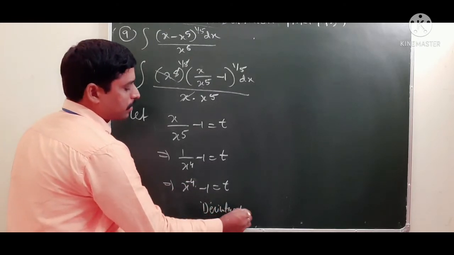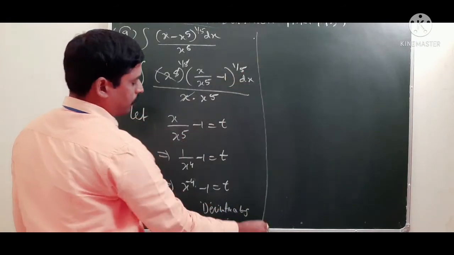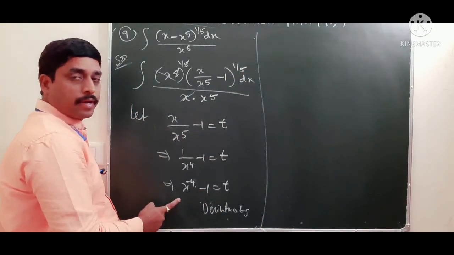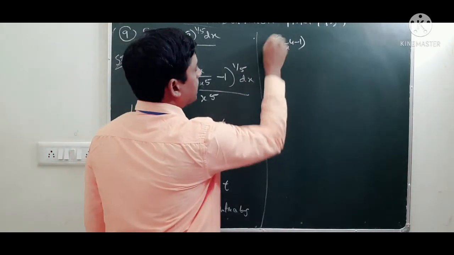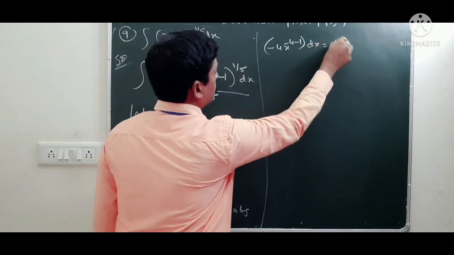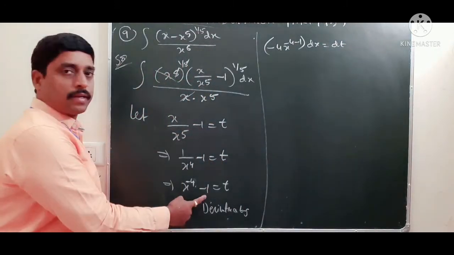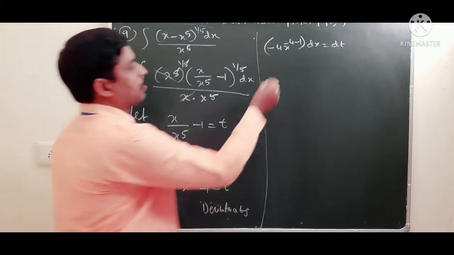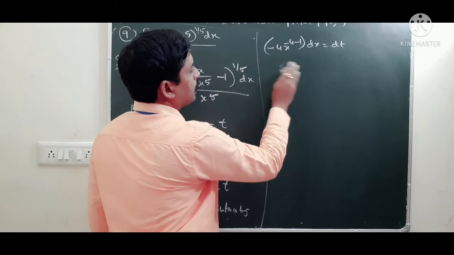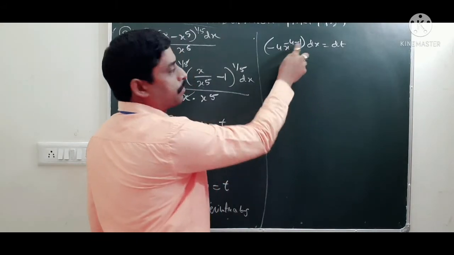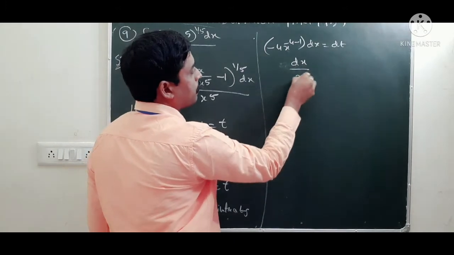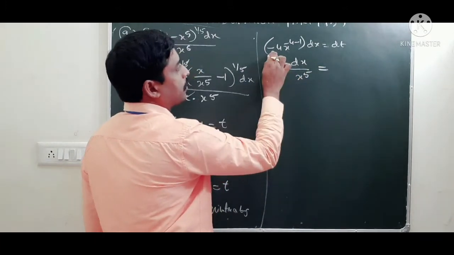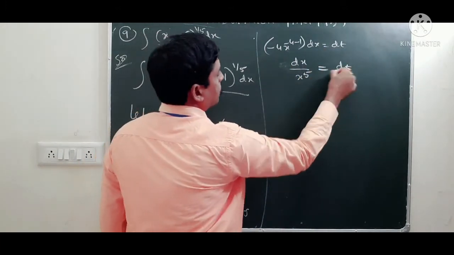Derivative on both sides. This will be n into x power n minus 1 formula. Minus 4 into x to the power minus 4 minus 1 dx is equal to dt. The derivative of the constant minus 1 is 0. So this is dx, x to the power minus 5. X to the power minus 5 can be written as dx by x to the power 5, which is equal to dt by minus 4.